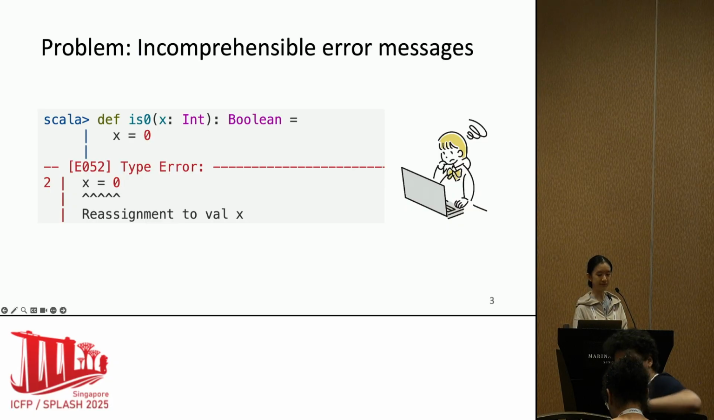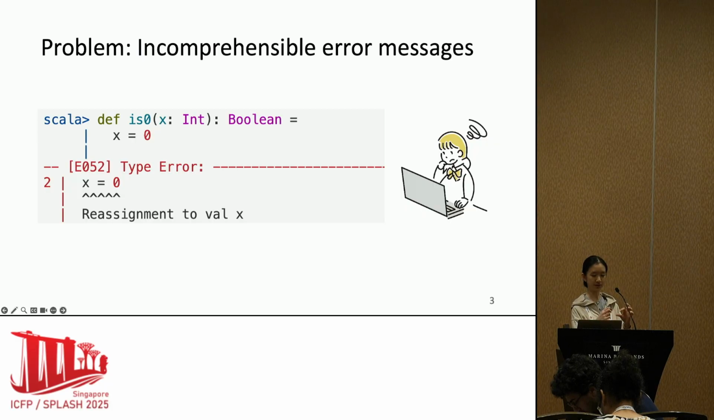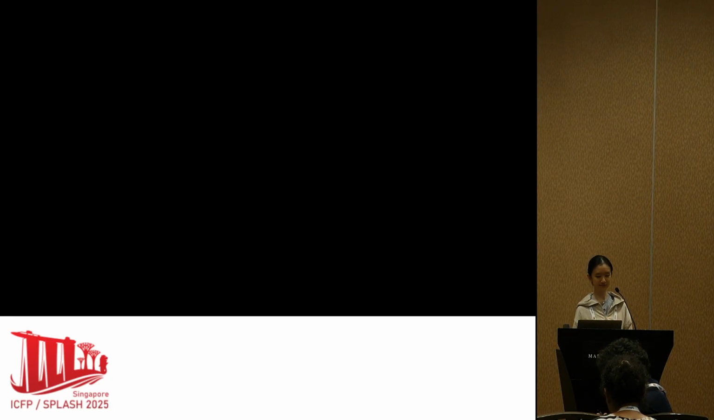The first reason is that Scala often produces error messages that my students don't understand. Suppose a student wanted to compare a function argument with a number, but they used a single equal operator instead of the double equal operator. In this case, Scala will complain that reassignment to val is not possible, but this doesn't make a lot of sense to my students because they are not familiar with the notion of assignments.